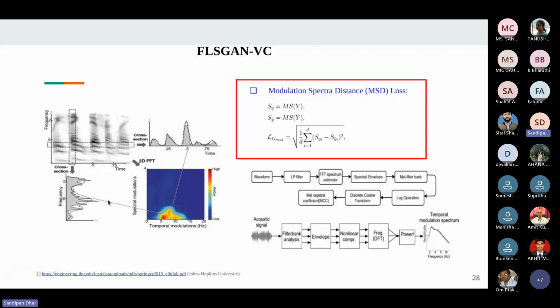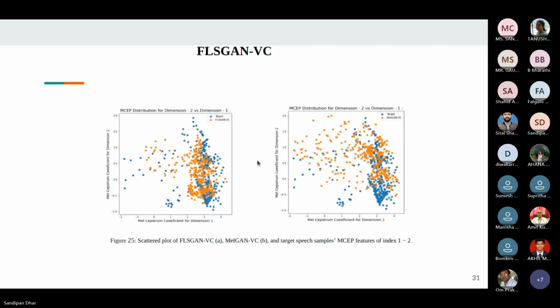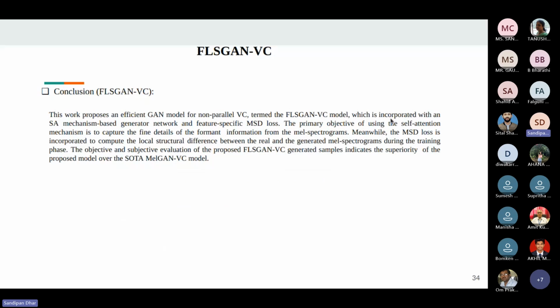Then we found that for our generated samples, we obtain very low MCD and MSD scores. Low MCD and MSD scores mean higher similarity, because it is a distance metric. Now these are feature distributions. We have them in a t-SNE plot. We found that our generated model is closer to the target one with respect to the state of the art. I'm not going into very much detail about it.